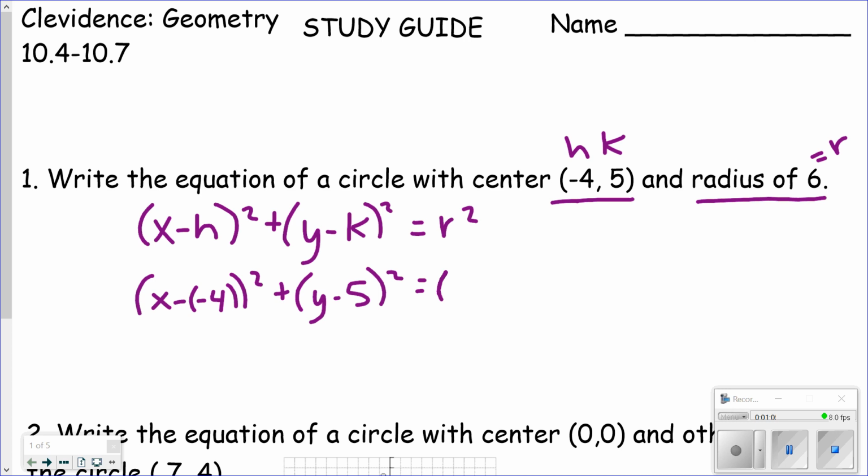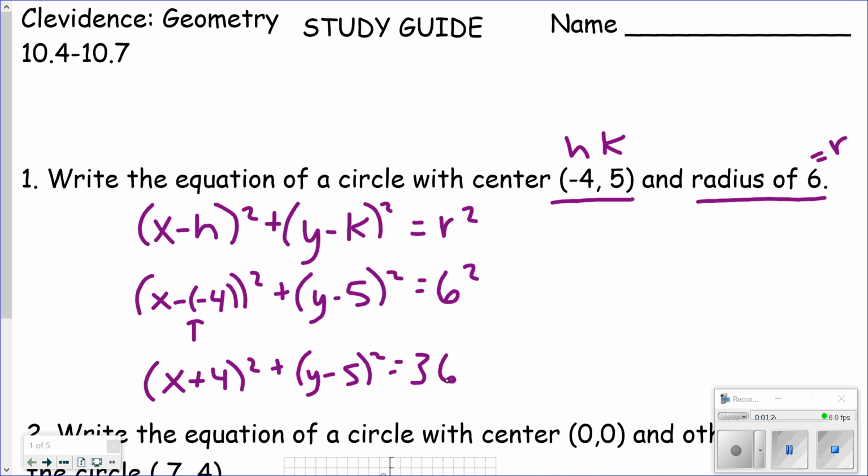We know r is 6, and we need to square that. Minus a negative here, that turns into a positive, so I end up having x plus 4 squared, plus, this stays the same, the y minus 5 squared is equal to 6 squared, which is 36. And that is the standard form of that circle.